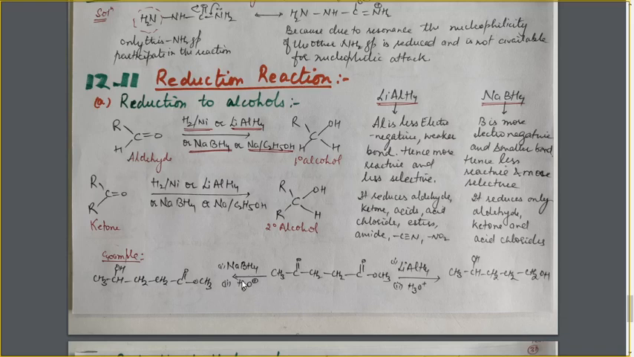But if we carry out the reaction with sodium borohydride, being less reactive, it will be more selective. It will carry out the reaction only at this position, that is the ketonic position. So only that will be reduced to an OH group and not the ester group.